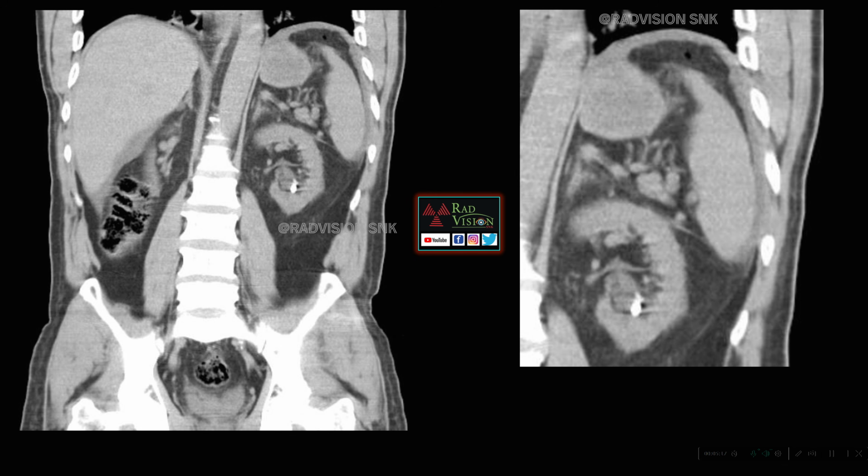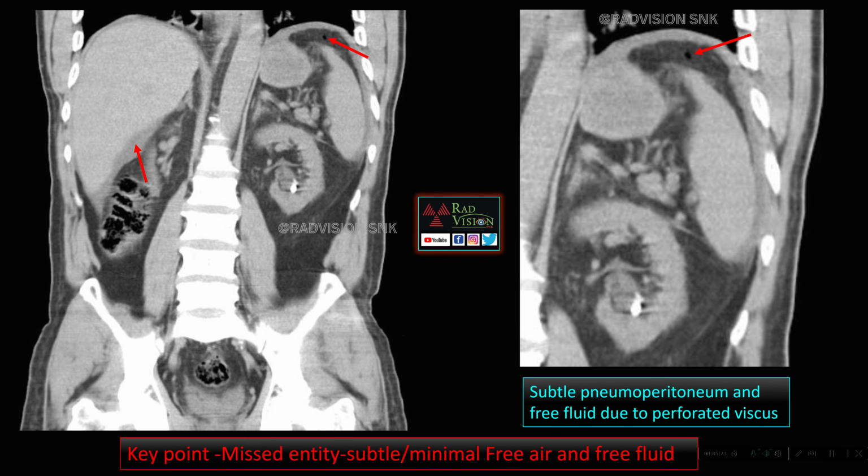So whenever you see subtle free air and also free fluid, definitely suspect hollow viscus perforation. So this was a case of hollow viscus perforation, that is subtle pneumoperitoneum and also free fluid due to perforated viscus. So the commonly missed entities here are subtle or minimal free air and free fluid, which should be seen very carefully, and we should be very cautious to rule this out. We should not miss hollow viscus perforation or even ulcer perforations.